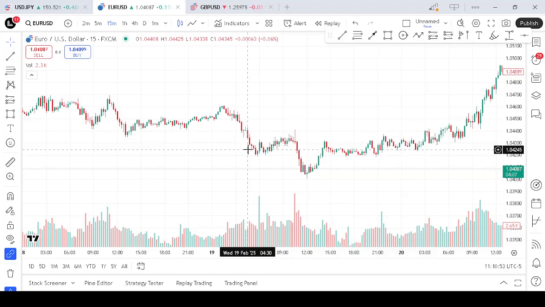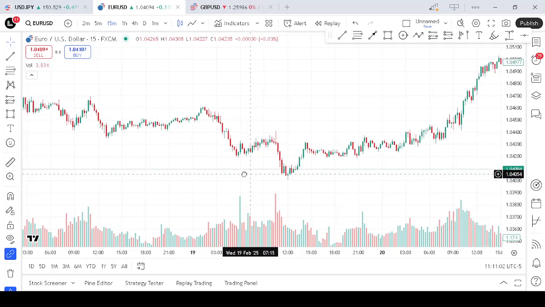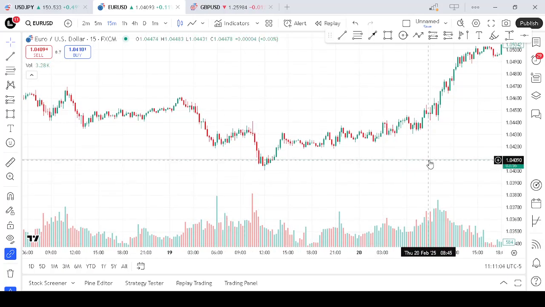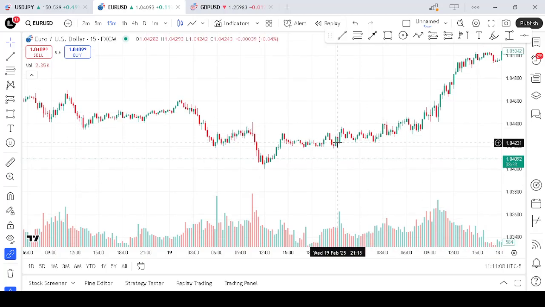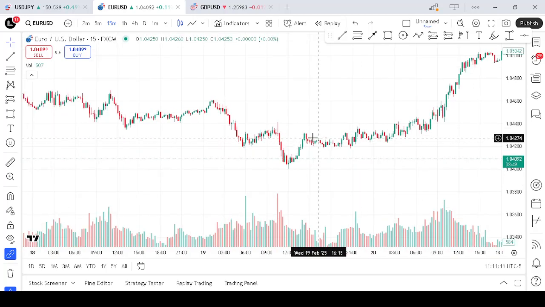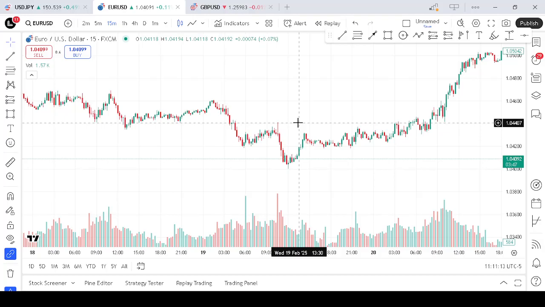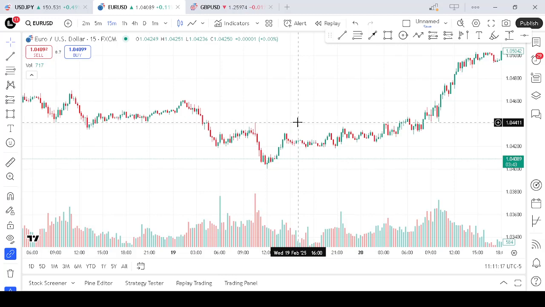What makes this strategy particularly effective is its focus on price action during specific time windows. This strategy works by identifying key price levels that form during the London session and then capitalizing on the breakout that occurs when the New York traders enter the market. This breakout often leads to a strong directional move that you can trade with clear entries and exits.